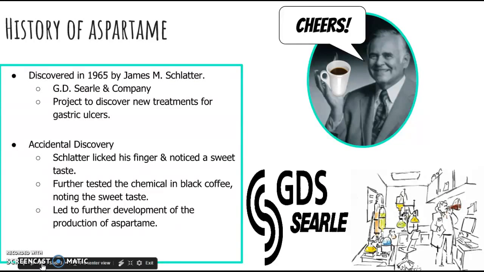It was discovered in 1965 by James M. Schlatter. He was a scientist working for the G.D. Searle Company. He was working on a project to discover new treatments for gastric ulcers. He actually discovered it by accident when he had some of it on his fingers, licked it, and noticed the sweet taste. He further tested the chemicals in black coffee, noticing the sweet taste. This led to further development of the production of aspartame.